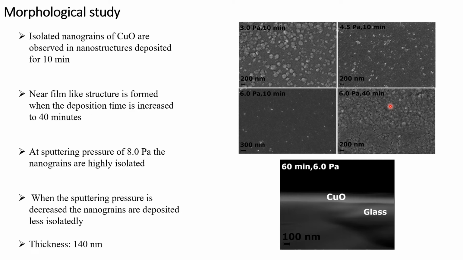Sputtering pressure of 8 Pascal produces highly isolated nanograins, and lowering the pressure results in less isolated nanograins. The thickness of the films is calculated using cross-sectional FESEM images using image software, and the thickness of the film deposited for 60 minutes is 140 nanometer.